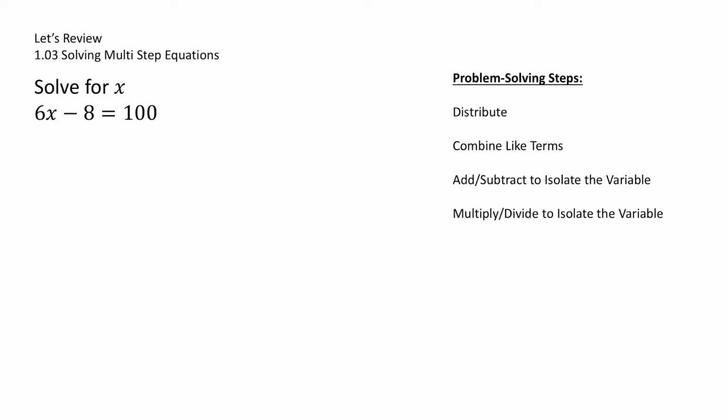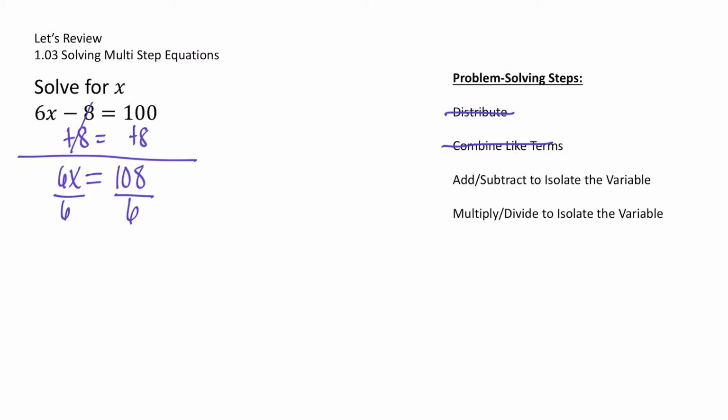So in this problem, we have 6x plus 8 equals 100. We don't have anything to distribute. We don't have like terms. So now let's add 8 to both sides to start to isolate the variable. So when we do that, on the left we have 6x, minus 8 and plus 8 will cancel, and that equals 100 plus 8, which is 108. Now to get the variable by itself, we need to divide both sides by 6. So when we do that, on the left side, we have 6x divided by 6, and then we have 108 divided by 6. 6 and 6 will cancel, so we have x equals 108 divided by 6, which is 18.